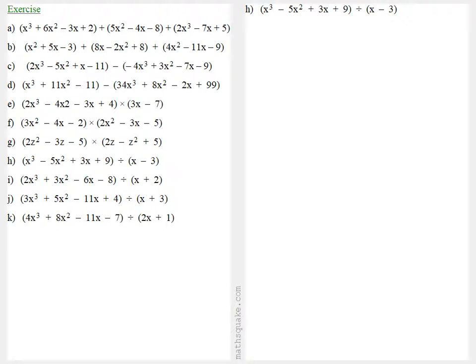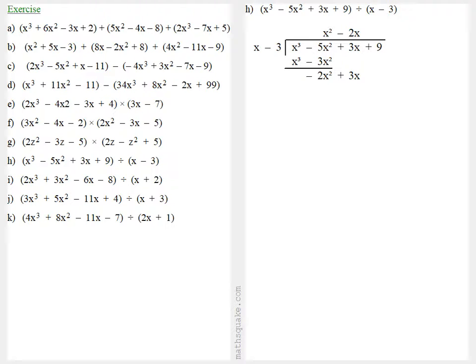Now in part H we've got a division sum. We set it out as a long division sum, and we start by dividing x cubed by x. Now that goes in x squared times. We multiply x squared with x minus 3, and that gives x cubed minus 3x squared. We subtract. Minus 5x squared take away minus 3x squared is minus 2x squared, and we bring down the next term, plus 3x. We see how many x's go into minus 2x squared, and that's minus 2x. We write that in the x column.